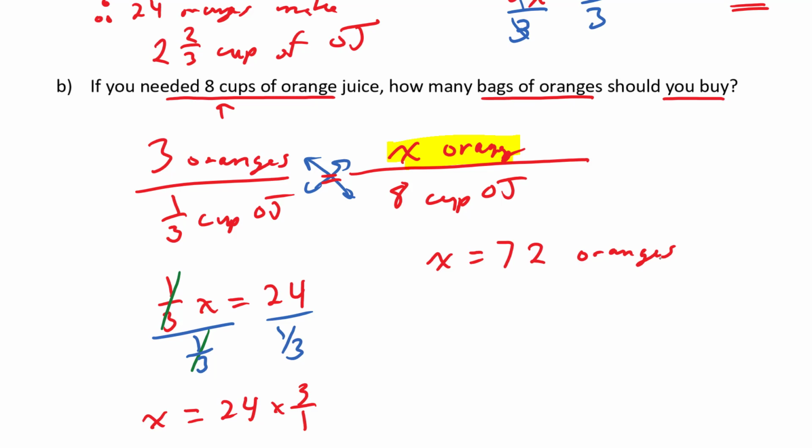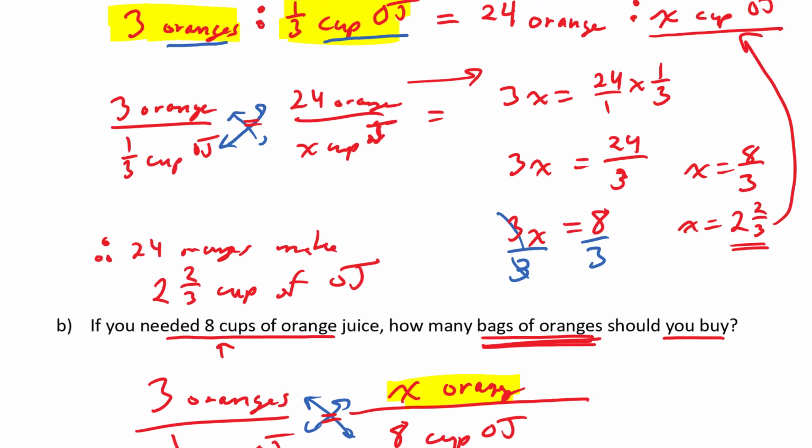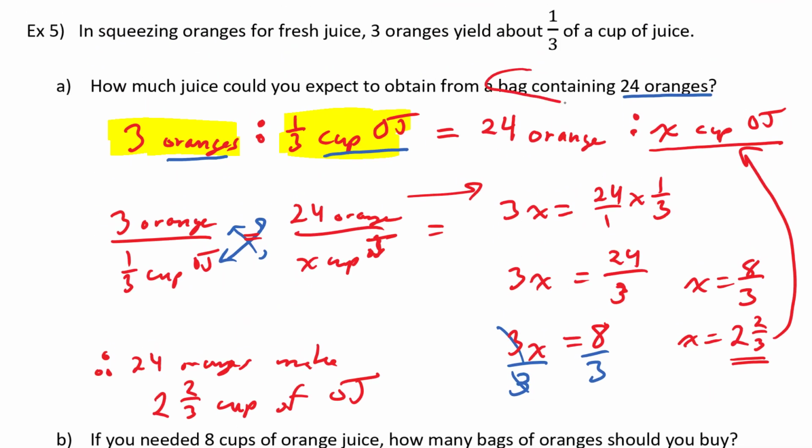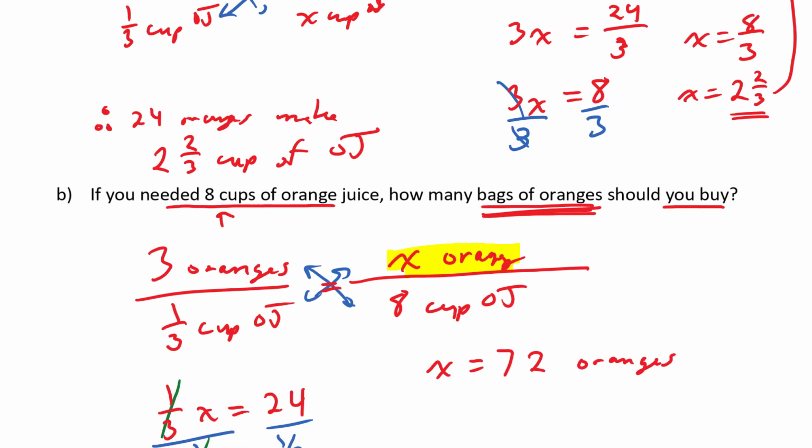Is this our final answer? No, it's not. Why? Because I didn't ask for how many oranges. I asked for how many bags of oranges. So now we have to convert from number of oranges to number of bags of oranges. Let's do that now. What was I told earlier? I was told that a bag of oranges contains 24 oranges. So we'll use that.